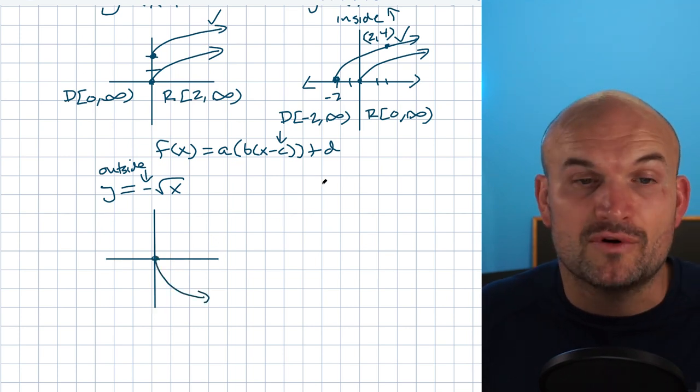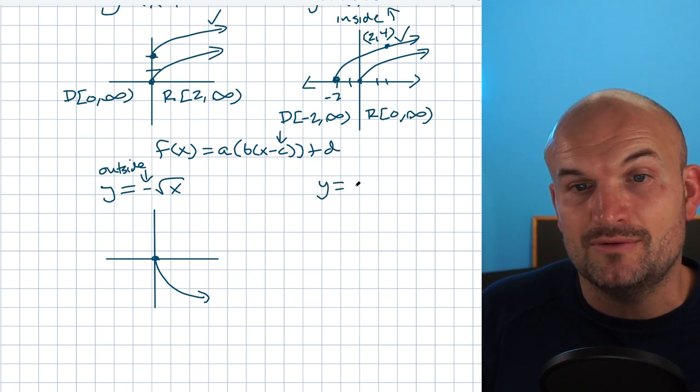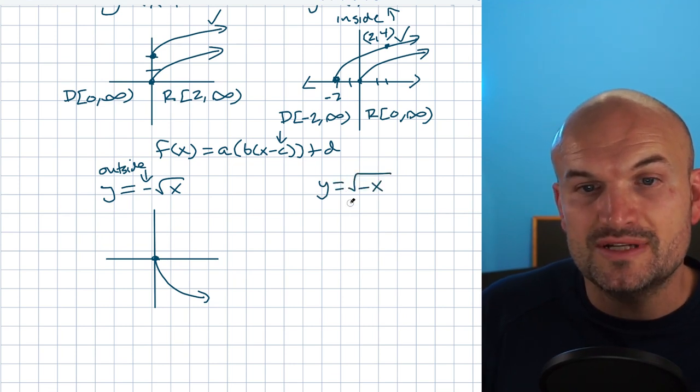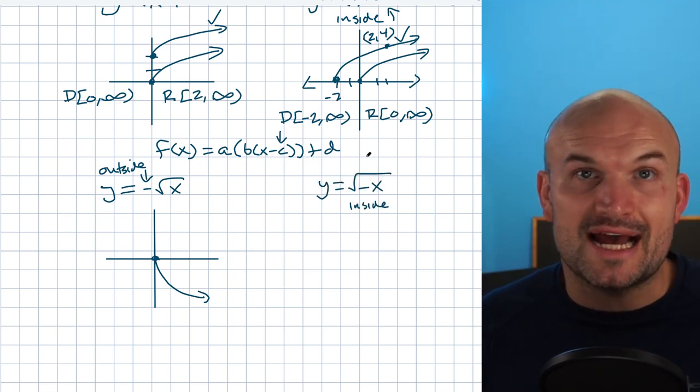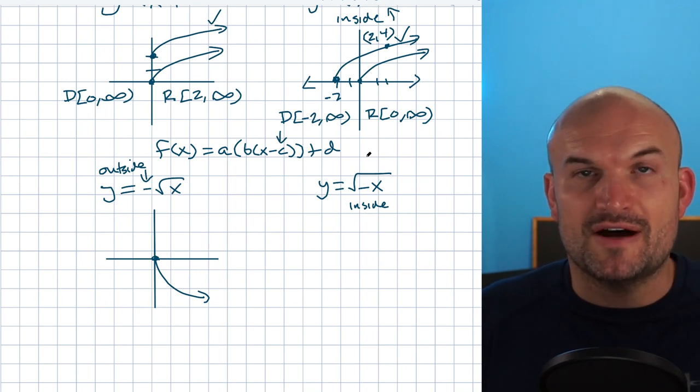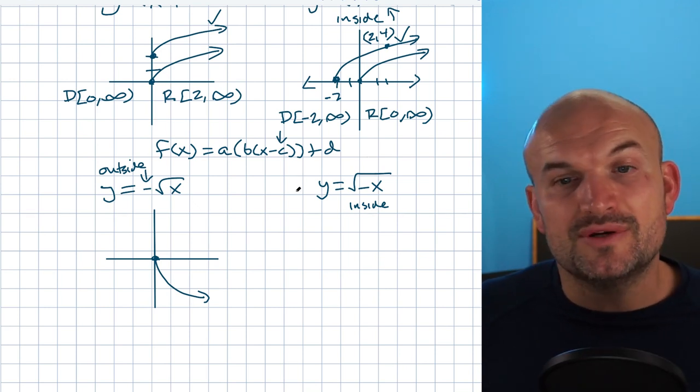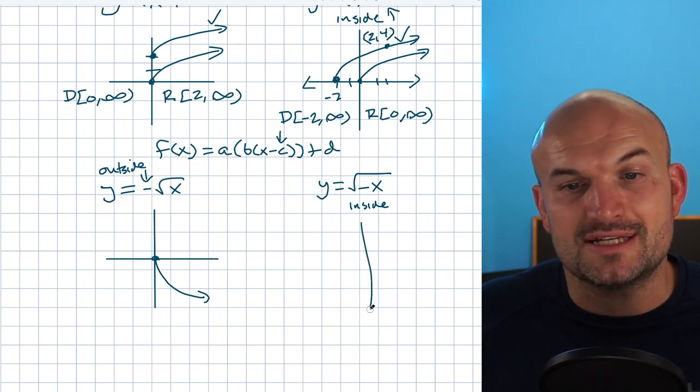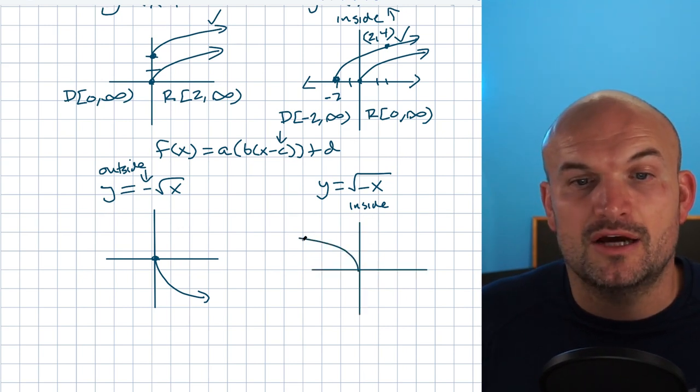And if I had a reflection on the inside, so let's say y equals the square root of negative x, you can see that's on the inside. And remember, inside is horizontal transformation. So if I was going to reflect it horizontally, you can see that's going to be a reflection about the y-axis. That is again going to reflect it across over here.